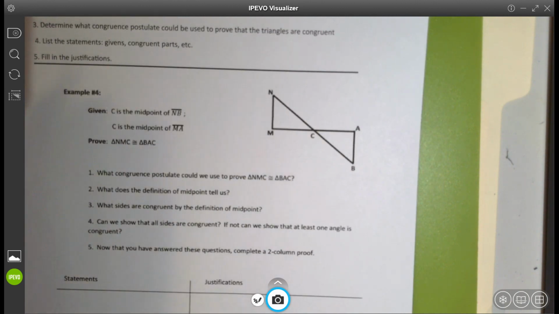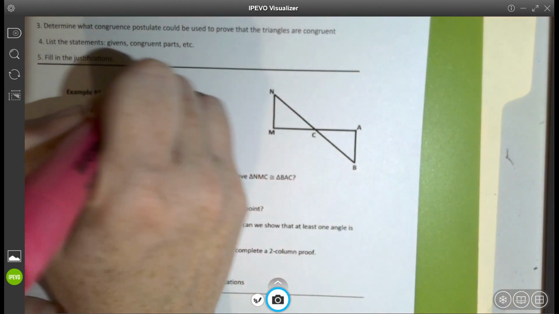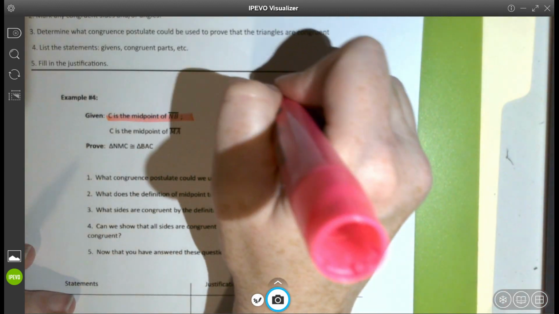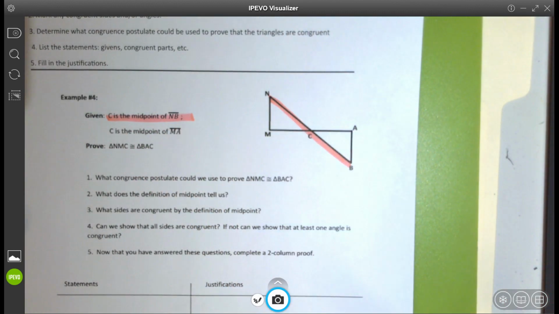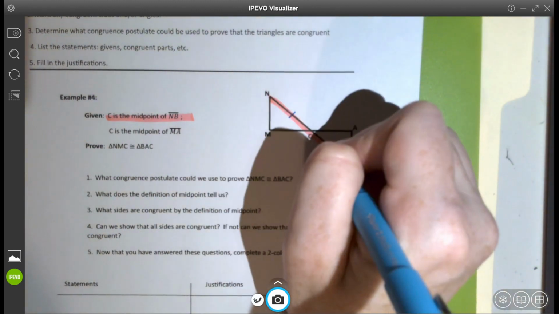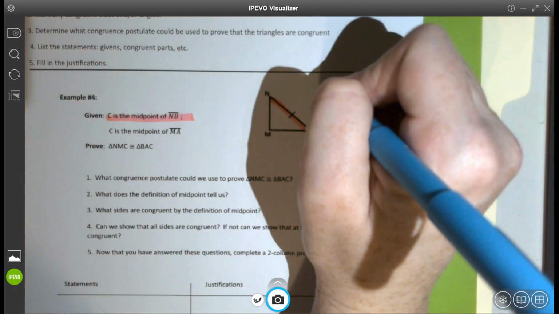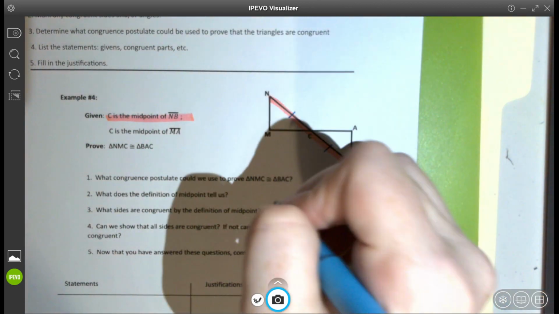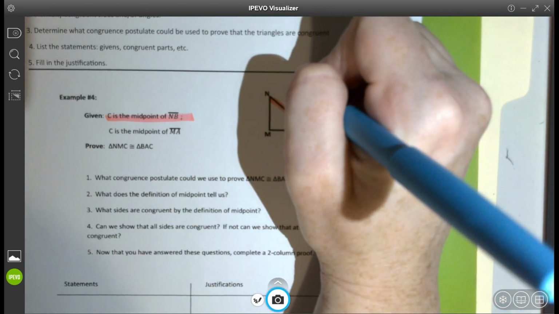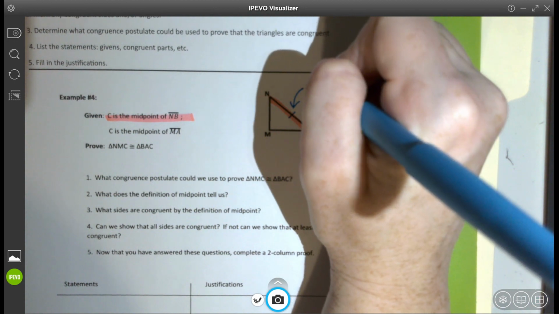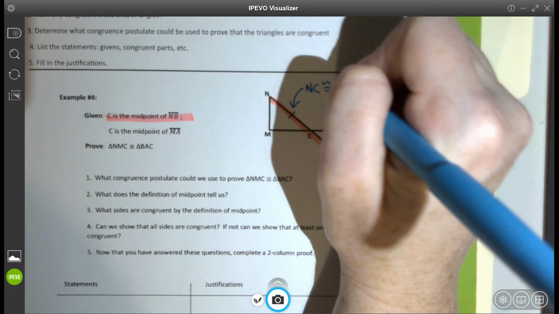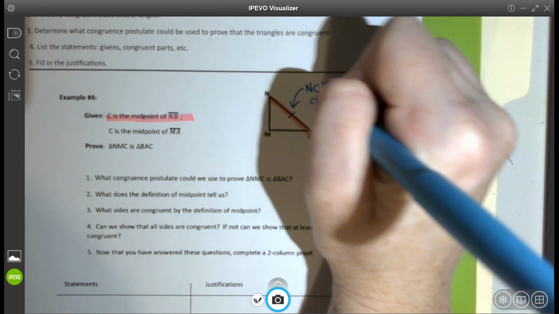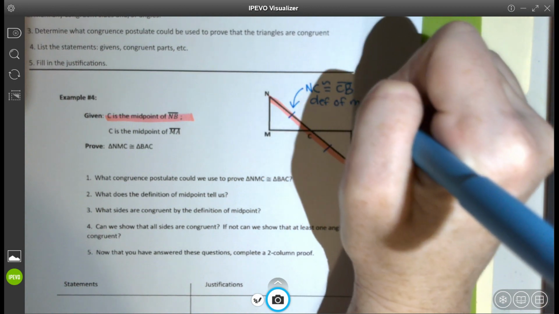All right, so it says C is the midpoint of NB. So I'm going to highlight that. And I'm going to highlight NB. What does that sentence give me? I know that C is the midpoint, so I know it chops it up into two equal parts. So that gives me this. I can say that, let me put it right here, NC is congruent to CB. And the reason for that is definition of midpoint.